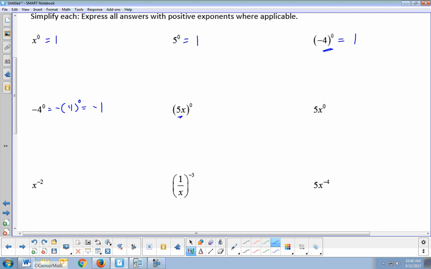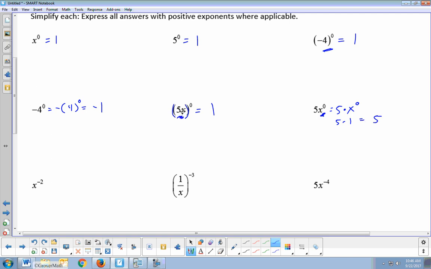Here the whole base 5x is raised to the 0, so it equals 1. But this is a little bit different. Again, what is being raised to the 0 power? Here both 5 and x were raised to the 0 power, because they were in parentheses. Here, only x is being raised to the 0 power. When things are up against each other like that, that's 5 times x to the 0. A coefficient is being multiplied by its variable. So 5x is 5 times x. So 5 times x to the 0 is really 5 times 1. X to the 0 is 1, which equals 5.